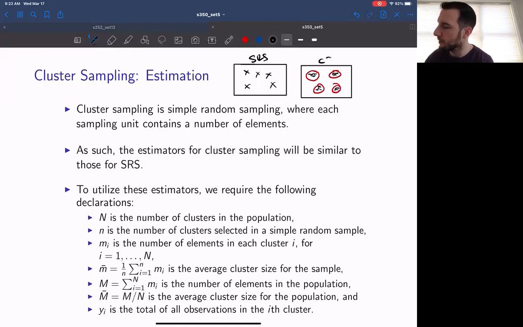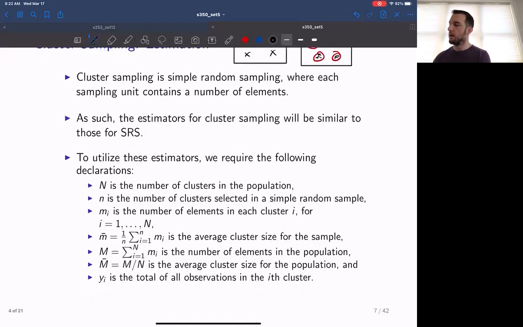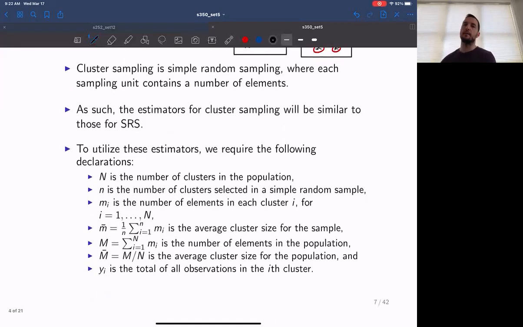Okay, that would be our cluster sample. Now, with that being said, the amount of notation and the number of different variables that we have to keep track of in cluster sampling is much more complicated, or instead of using the word complicated, I would say the list of variables is longer for cluster sampling than it is for simple random sampling.